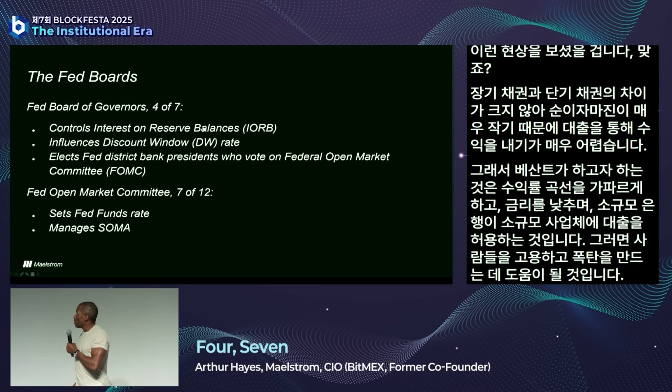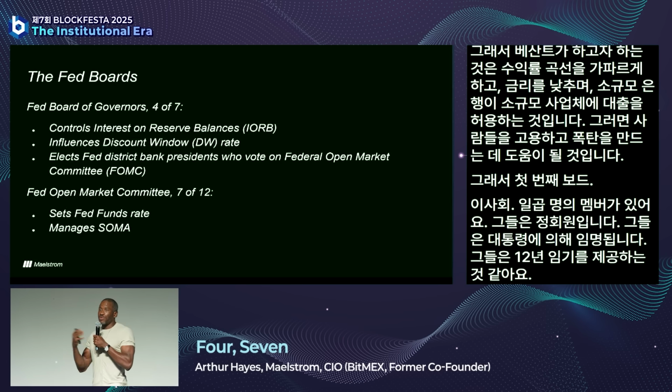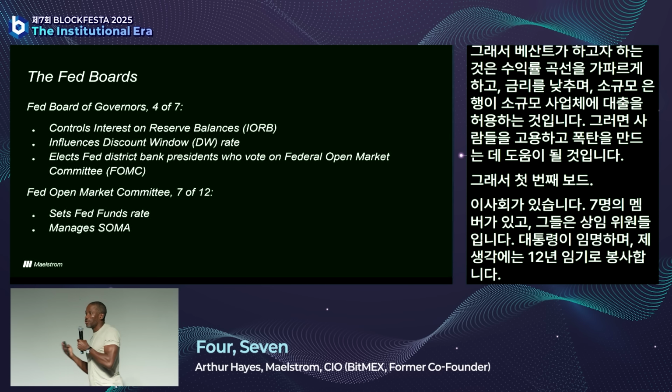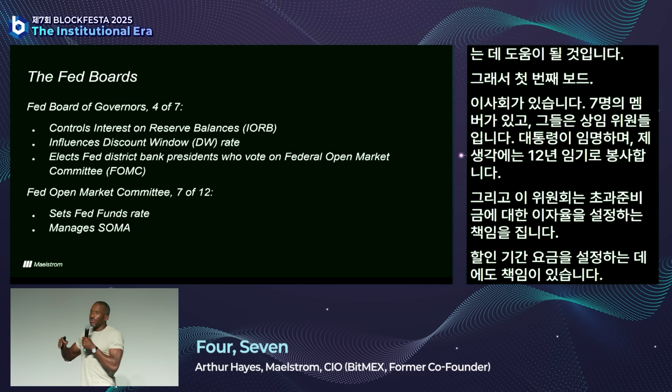So the first board, Federal Board of Governors. There's 7 members. They're permanent members. They're appointed by the president. I think they serve 12-year terms. And this board is responsible for setting the interest rate on excess reserves. It's also kind of responsible for setting the discount window rate. And most importantly, the Fed Board of Governors elects the 12 district bank presidents who vote on the FOMC.